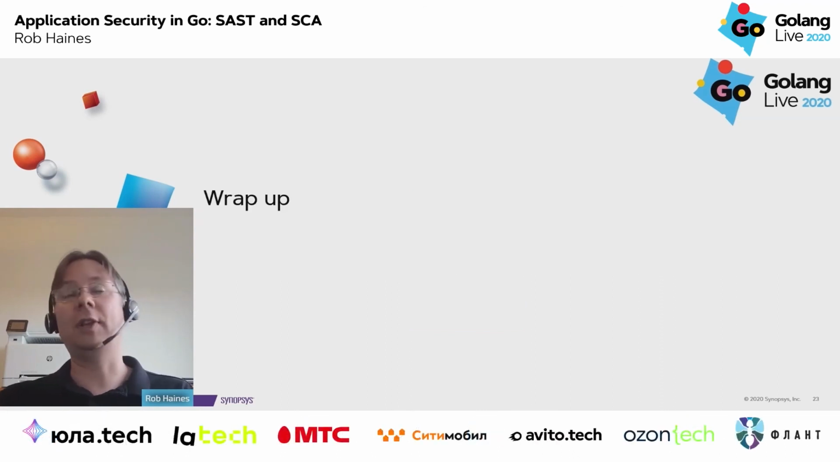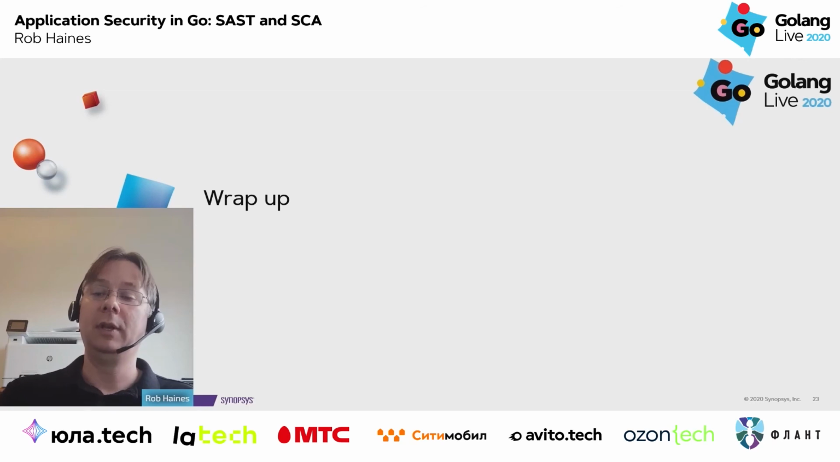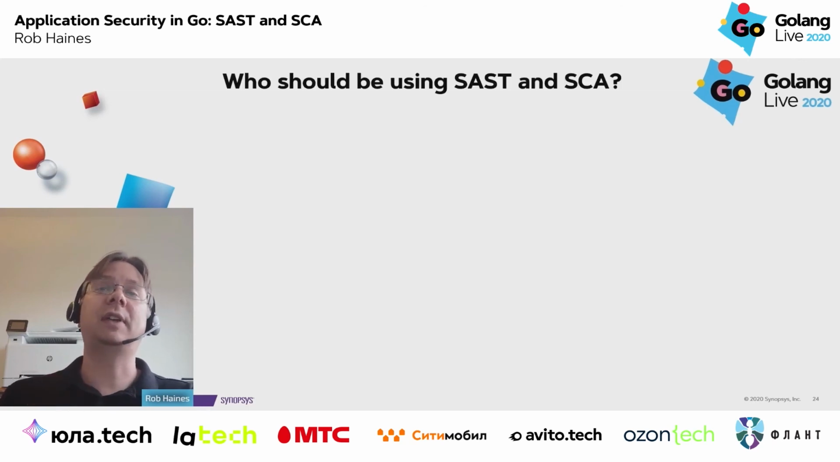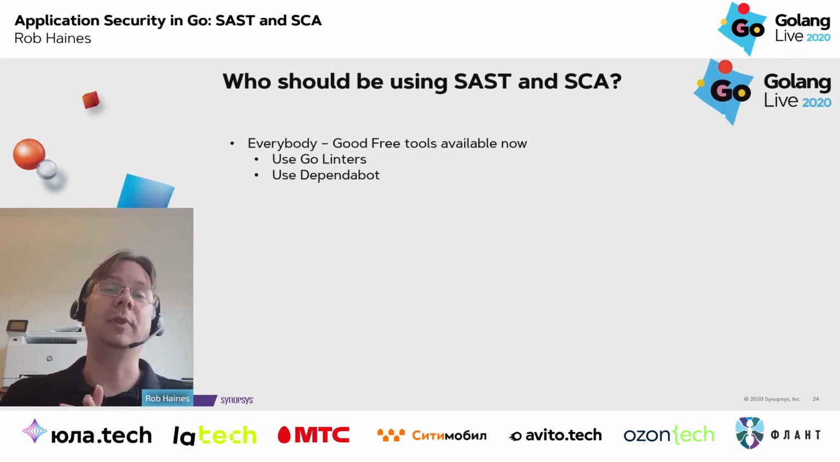Okay, so thanks for listening. I'm just going to have a quick wrap up. Who should be using SAST and SCA? Well, everybody. There are good free tools available now, and you should be using them. Use the Go linters and use tools like Dependabot.